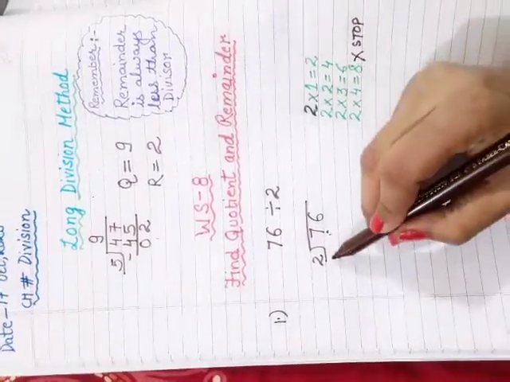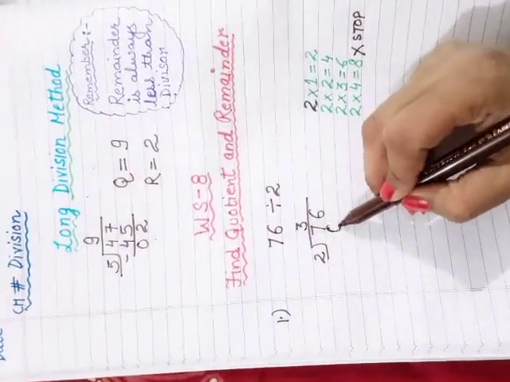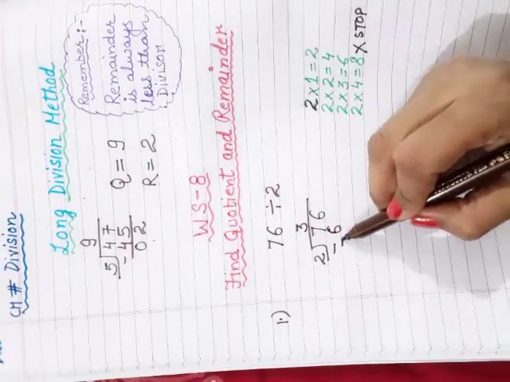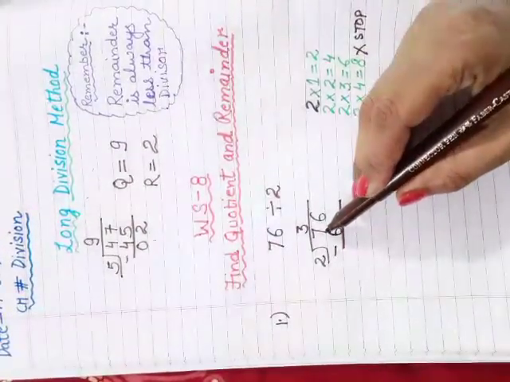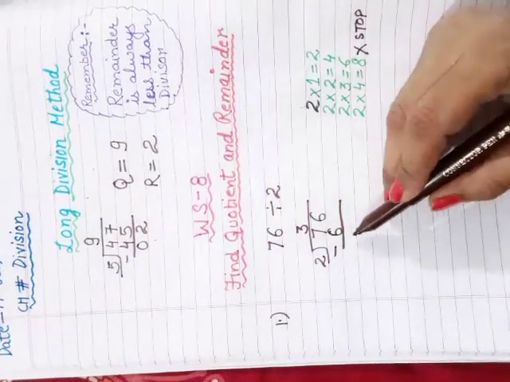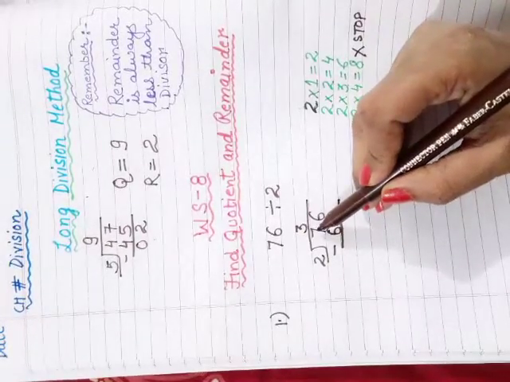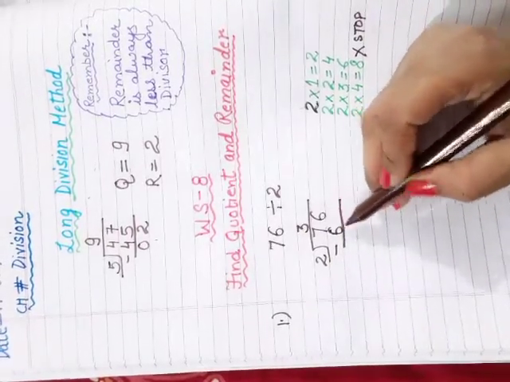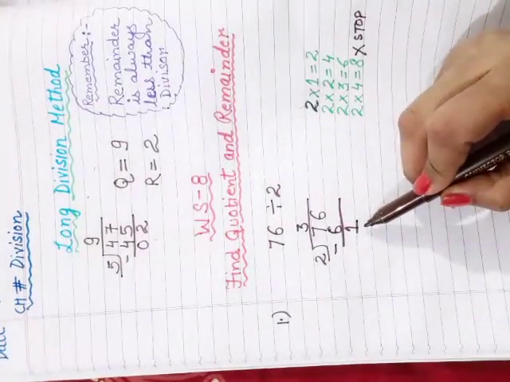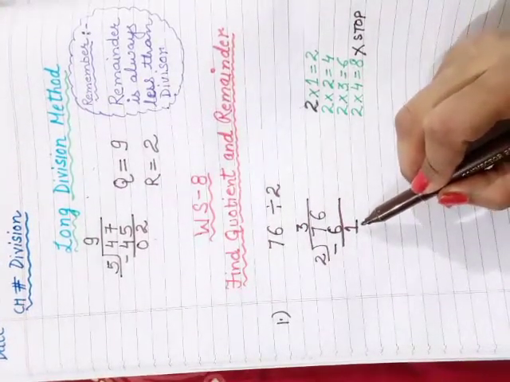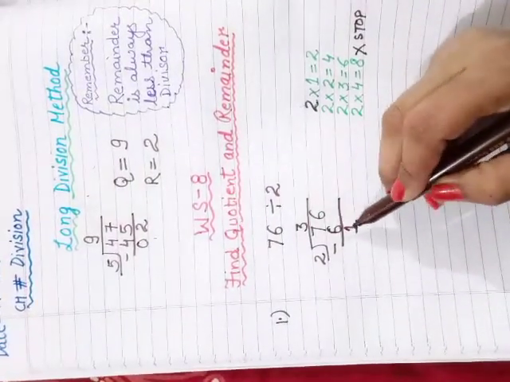So we will write here 2 3s are 6 under 7. We have chosen this first number 7. Now you have to subtract 7 and 6. So 7 minus 6 is your 1. Now this is your remainder. Now remember, remainder is always less than divisor. That means we have done it correctly.